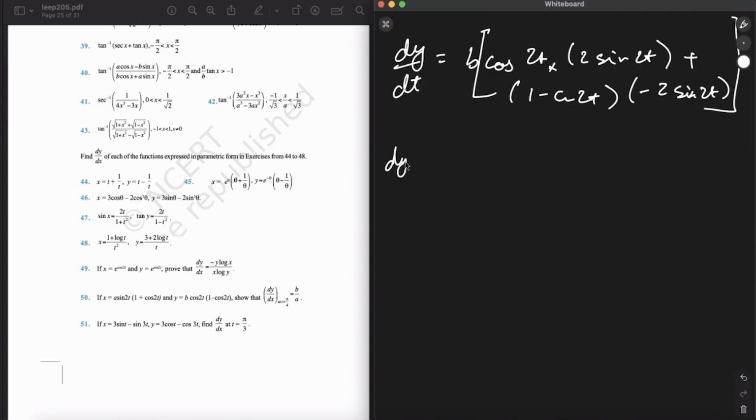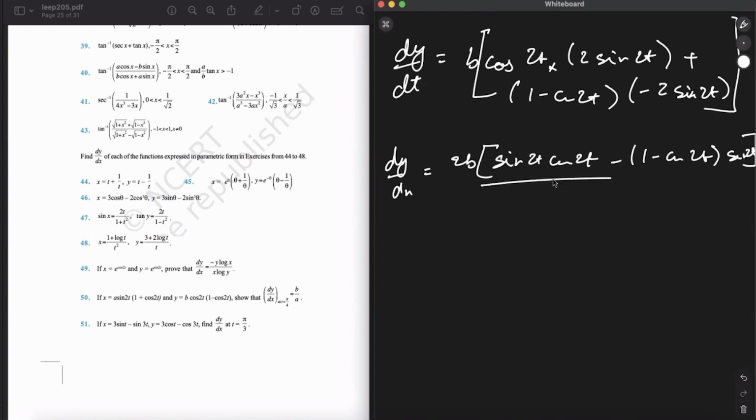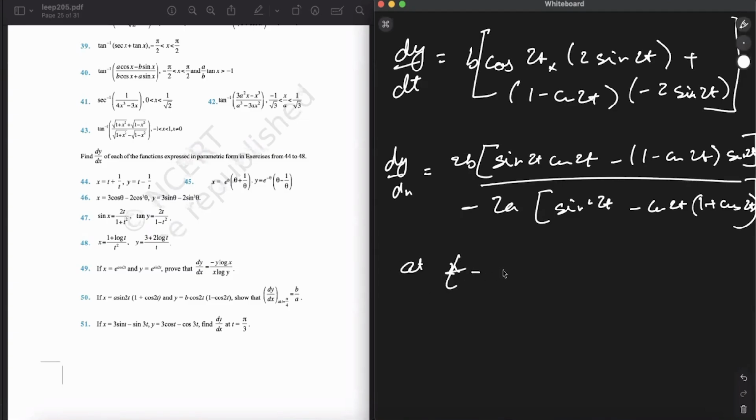So dy by dx is 2b (sin 2t cos 2t minus (1 minus cos 2t) sin 2t) whole divided by minus 2a (sin square 2t minus cos 2t (1 plus cos 2t)). At t equal to pi by 4, we will get minus b upon a.